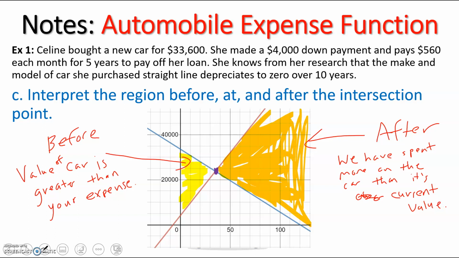Now, what happens at the intersection? So here is our at. Well, at the intersection, that's the sweet point, right? That's the point in which the value of the car and the expense are the same. This might be the point at which you decide to sell or upgrade your car. So oftentimes people will get rid of their car at this point. That way they don't lose money by putting money into a car that is no longer worth what it was.